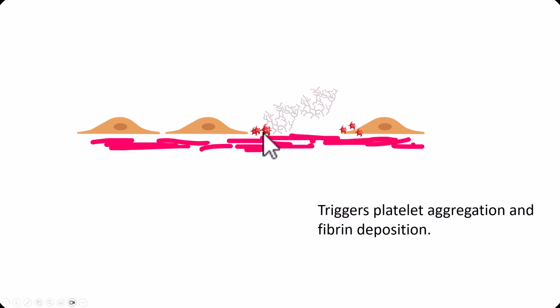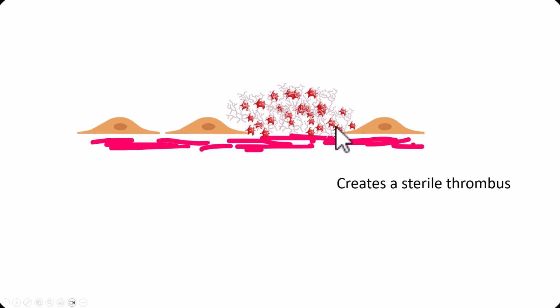Triggers the aggregation of the platelets and the fibrin deposition. That's the second point, the second part, right? The subendothelial collagen is exposed. Platelets aggregate along with the fibrin deposition, and over a period of time it causes a thrombus, and that is a sterile thrombus. No bacteria, no infections whatsoever. It is a sterile thrombus.